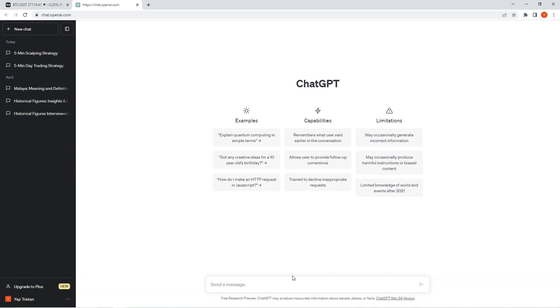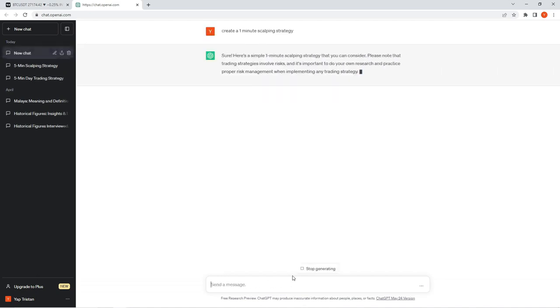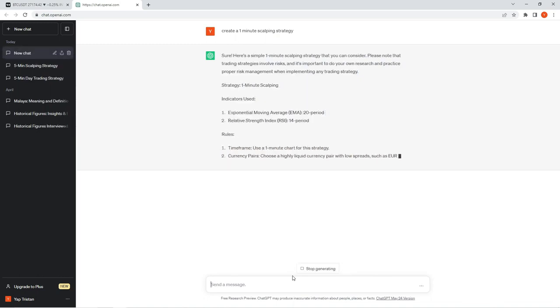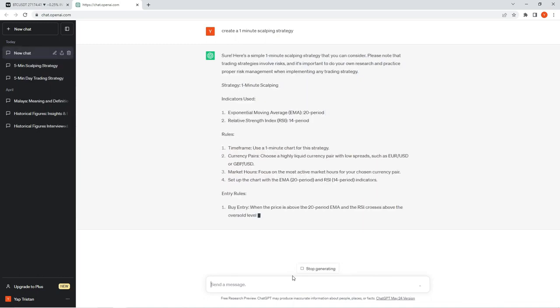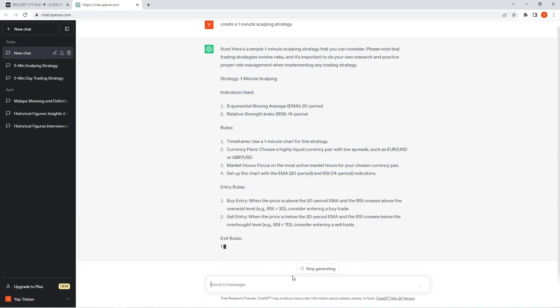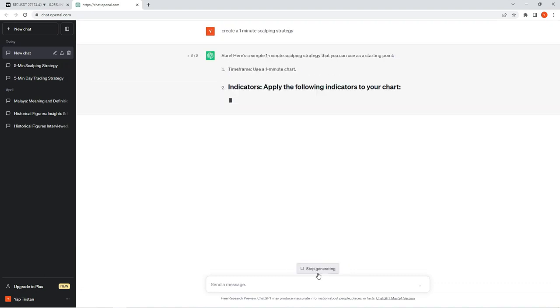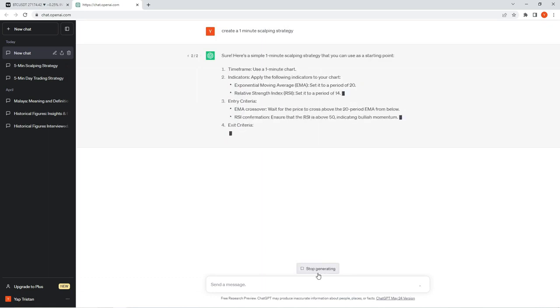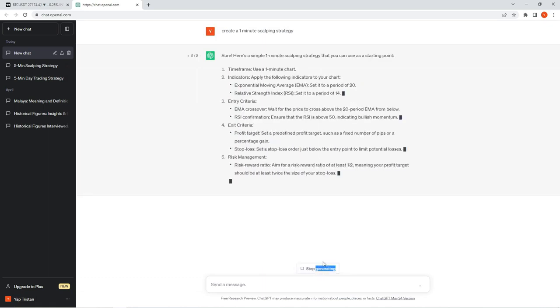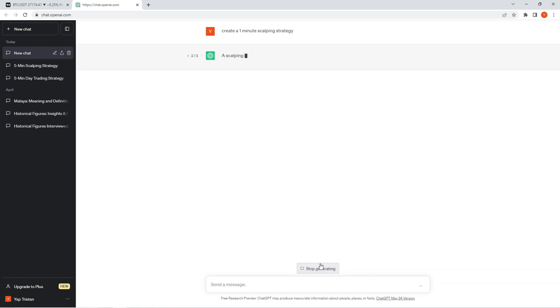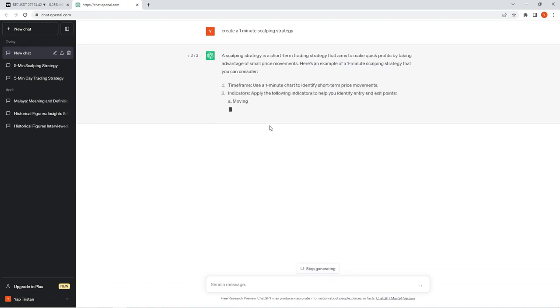So the moment of truth. Let's ask it to create a 1-minute scalping strategy. Let's see what it will give us. It is something similar to what we did in our other video, so I'm going to ask it to regenerate another one. Let's see how it goes. It's still giving the same. Okay, now we have something different.